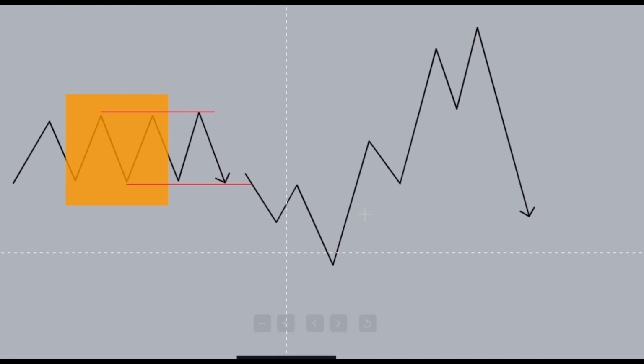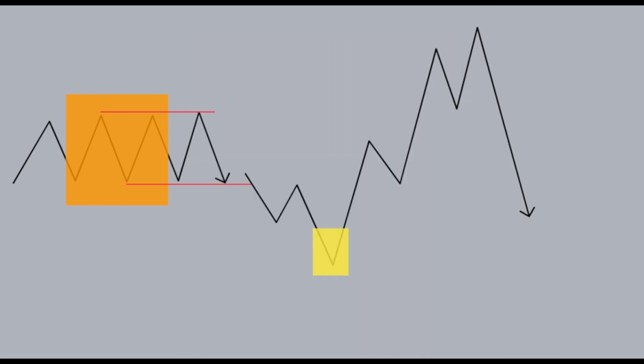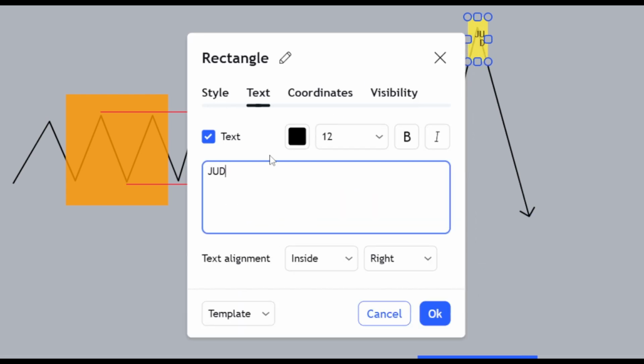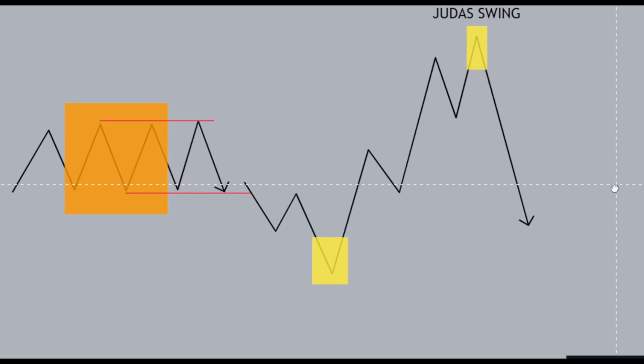We have our accumulation and we have two phases of manipulation. We have manipulation down here, which I'm going to label in yellow, and we have manipulation up here. And the higher up manipulation, or the second manipulation, is what we call the Judas swing. This is another word for the Judas swing or the turtle soup, or simply we call it in the community a second phase manipulation model.